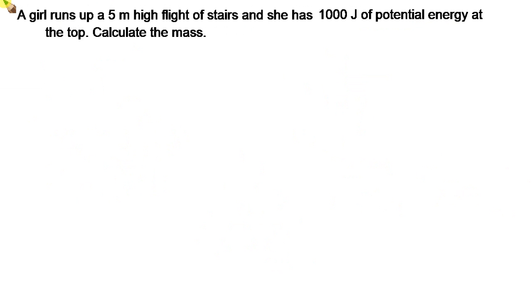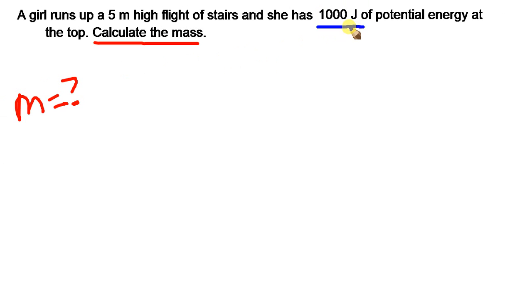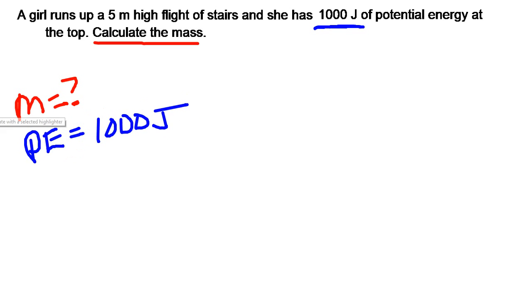All right, one last problem here. A girl rode up a 5-meter high flight of stairs, and she had 1,000 joules of potential energy at the top. Calculate the mass. So I am trying to find here mass. Step 1, done. Next, I need to identify what I know. I know that potential energy has a unit of J, so I know that my PE equals 1,000 joules.